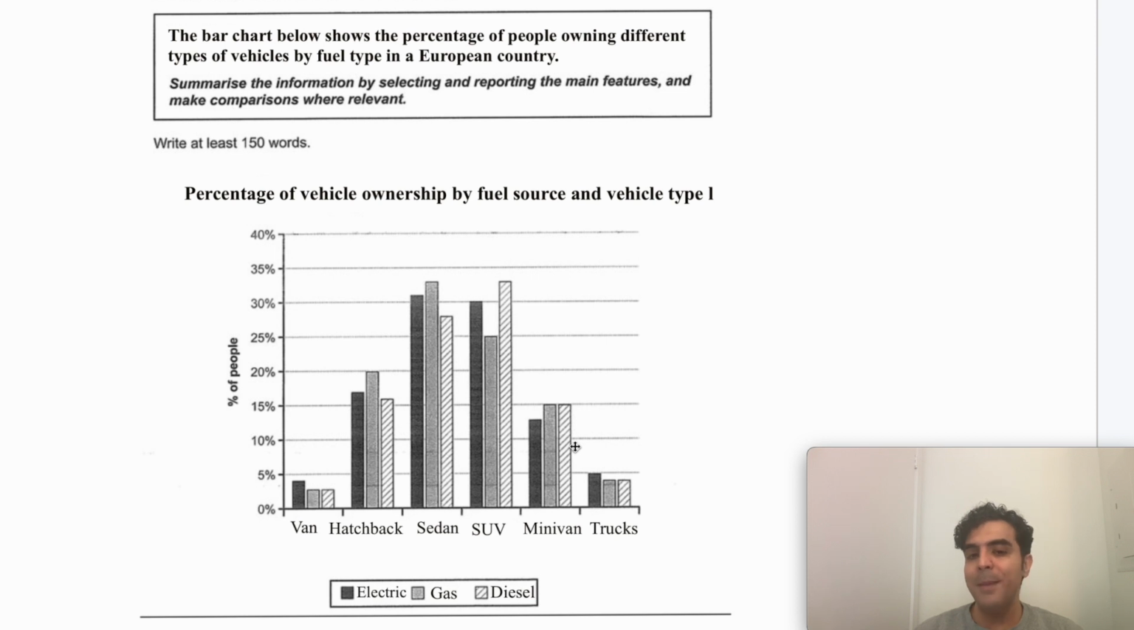But then if you want to go with an absolute rule, it's vans, right? So consistently, regardless of the type of fuel source, vans had the lowest percentage of owners, right? So here we could put it this way. We could say that among all these vehicle types, the smallest percentage of ownership belonged to vans, where the least amount of electric, gas, and diesel vehicles were owned, right?